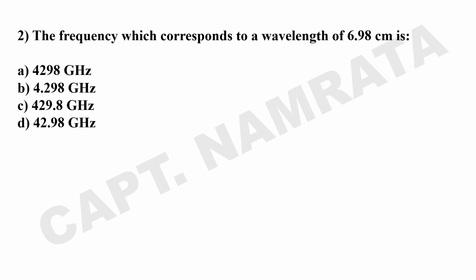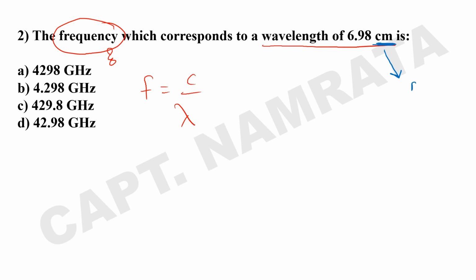Now in this example, we have to calculate frequency and the wavelength is given. So the formula will be F equals C upon lambda. Very first thing, before we go ahead with the calculation: anytime wavelength is given in any other unit than meters, we have to convert it to meters first. When I convert this value to meters, I will get 0.0698 meters.